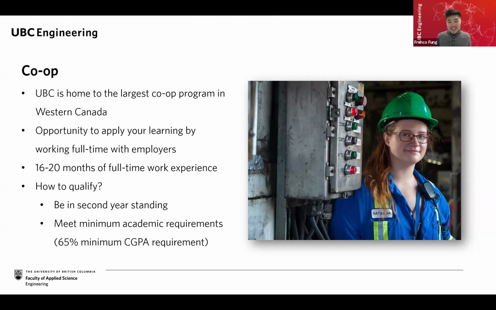The Applied Science Co-op program is one program across both campuses, which means that it doesn't matter which campus you decide to attend, you will have the same great support from our co-op staff and have access to the same co-op job database. A popular question that we get is, what is the process to join co-op? To simplify the answer, to qualify, you need to be ready for second year, and you have to meet the minimum academic requirements, which is listed there on the screen.